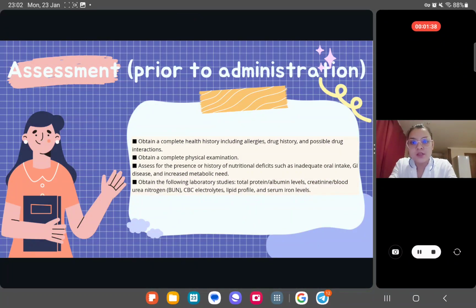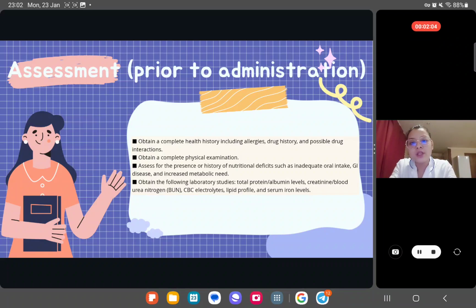Firstly, starting with assessment, prior to administration, we have to obtain a complete health history, including allergies, drug history, and possible drug interactions. A complete physical examination also must be obtained and assess for presence or history of nutritional deficits such as inadequate oral intake, GI disease, and increased metabolic need.